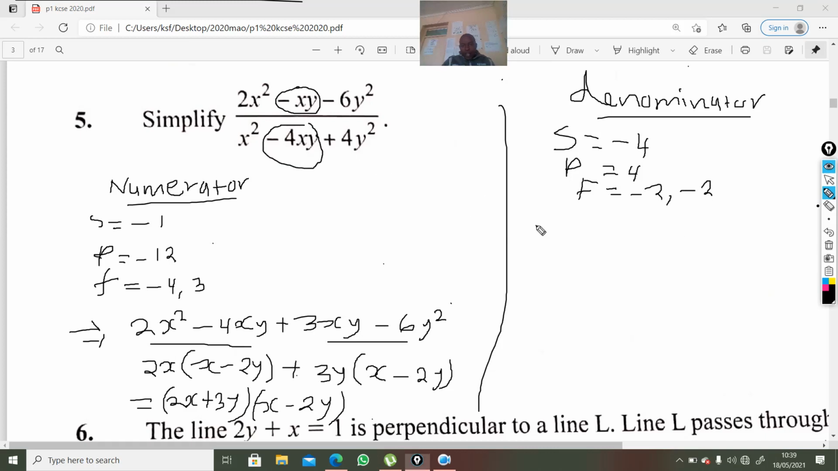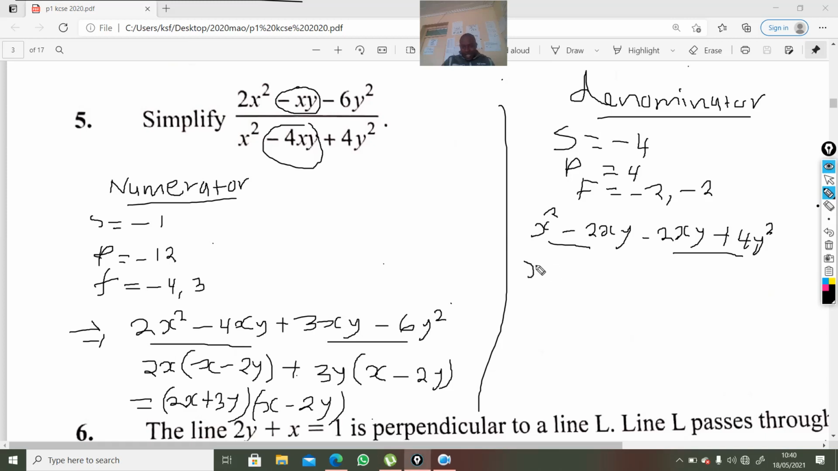I will have x squared minus 2xy minus 2xy plus 4y squared. I'll factor the two of them. So if you factor out, the common factor is x here. So you'll get your common factor to be x.